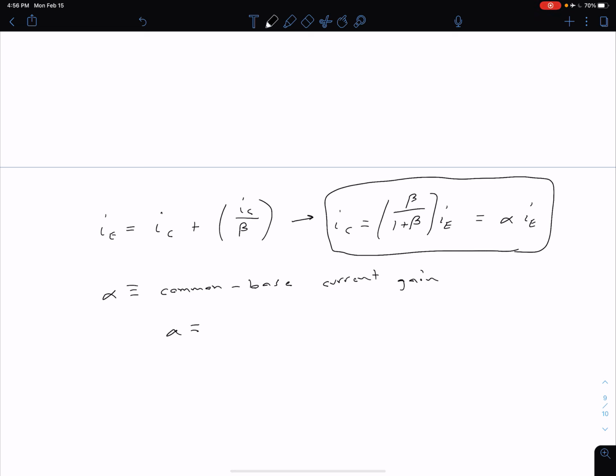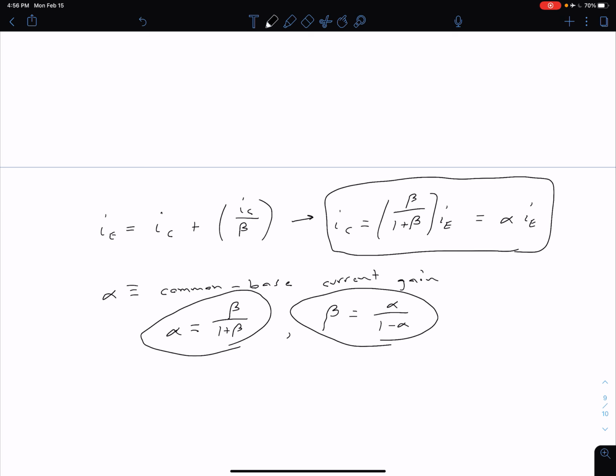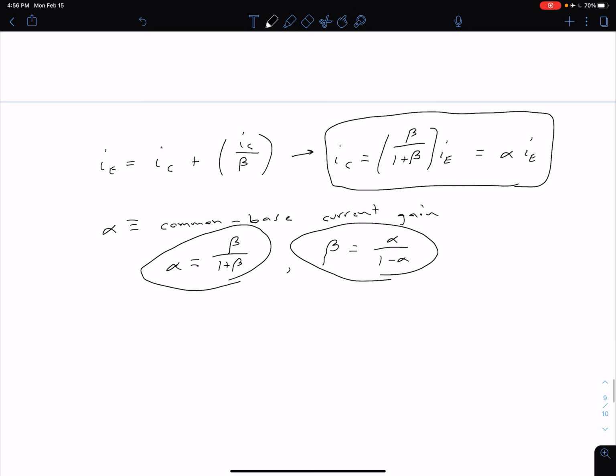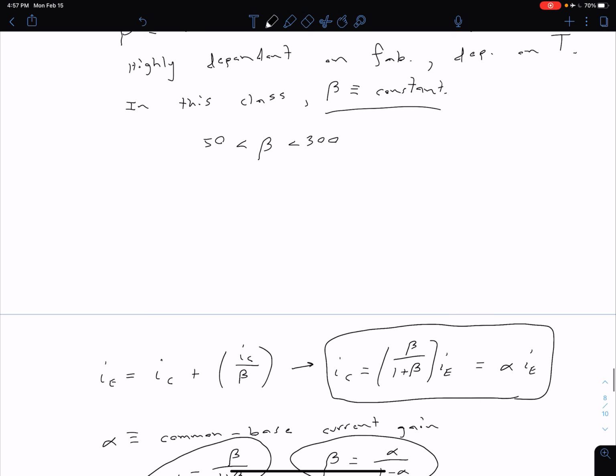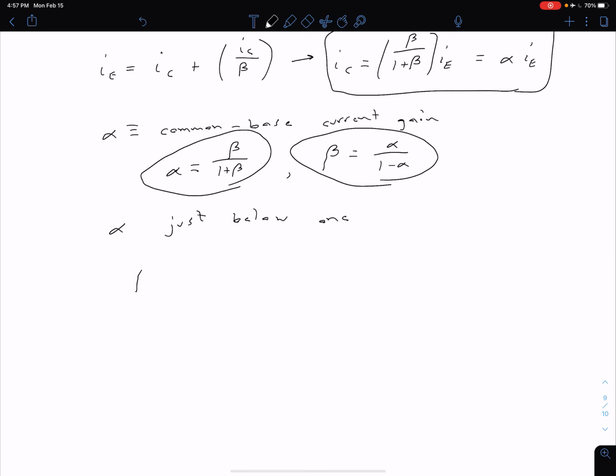And so, of course, as we can see in the equation above, we can relate alpha and beta. We can say alpha is equal to beta over 1 plus beta. Or if we want to go the other way, we can say beta is equal to alpha divided by 1 minus alpha. So although not as important, these two equations can also sometimes be useful. One other thing to note too is that our alpha is going to be just below 1 or just below unity. And so we can see that if we look at these typical values for beta, 50 to 300. So for instance, if we had a beta value of 100, if we plug that into this equation right here, what we would see is that corresponds to an alpha value of approximately 0.990.